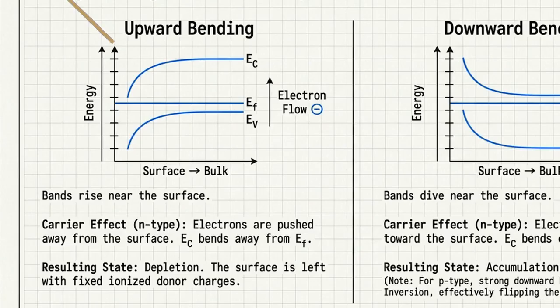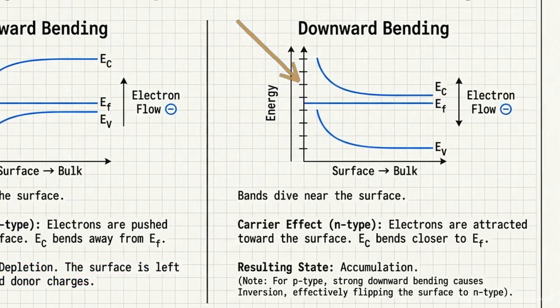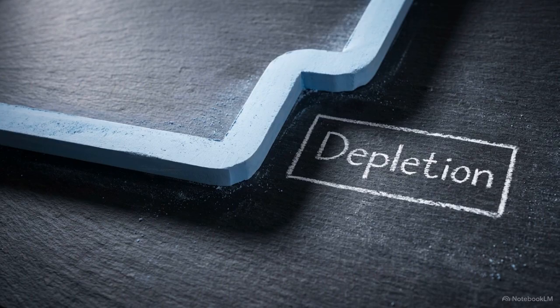Upward band bending in an N-type material indicates that electrons are being pushed away from the surface, leaving behind a depletion region of fixed charges. Downward bending indicates the opposite. Electrons are attracted toward the surface, leading to a state of accumulation. The bend's direction instantly diagnoses whether a surface is saturated with or depleted of charge carriers.